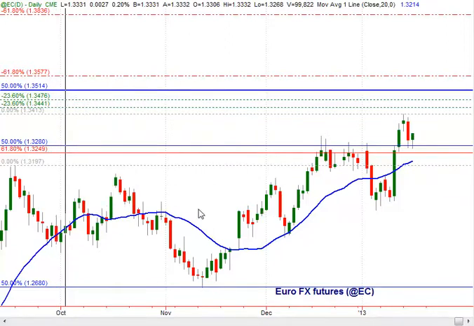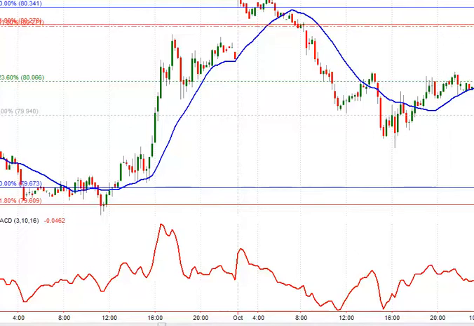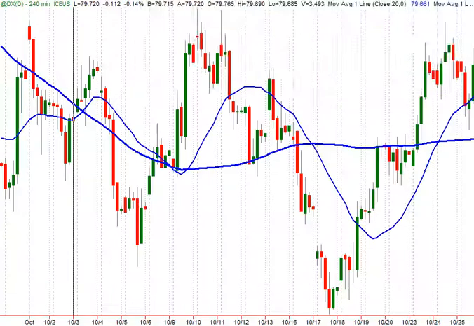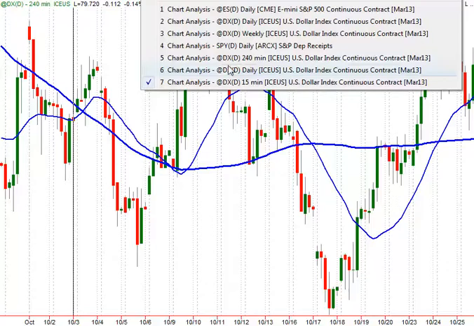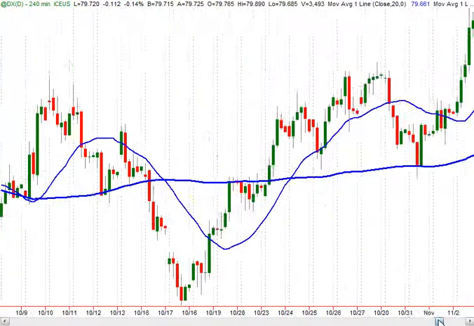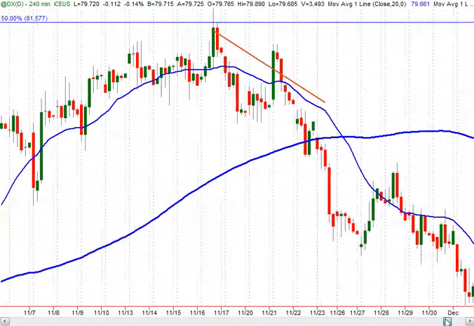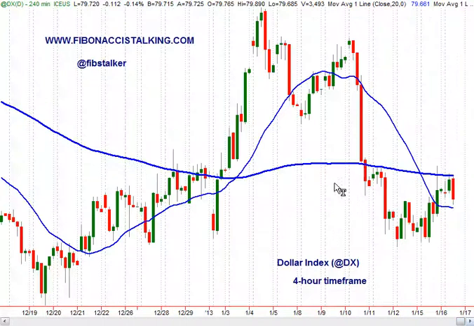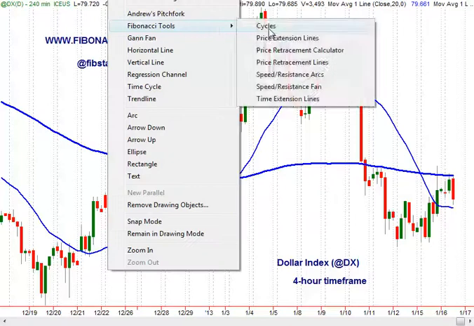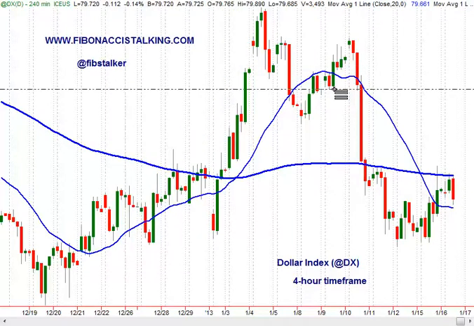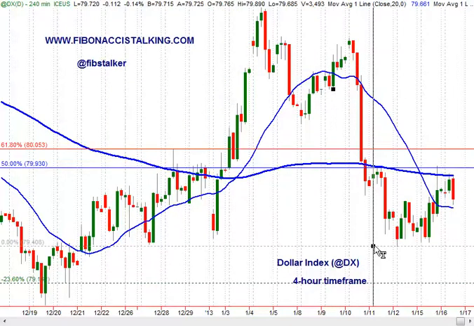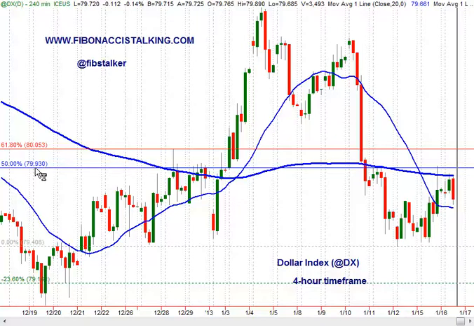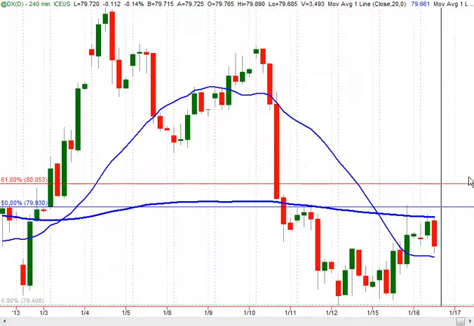Want to quickly review the dollar index here, the 4-hour chart, because I want to show you the corresponding level of resistance that we have on the dollar. The dollar index, as we know, moves in the opposite direction of the euro, and we have the 79.90 area here acting as resistance.